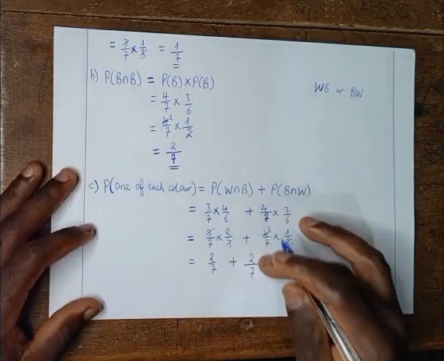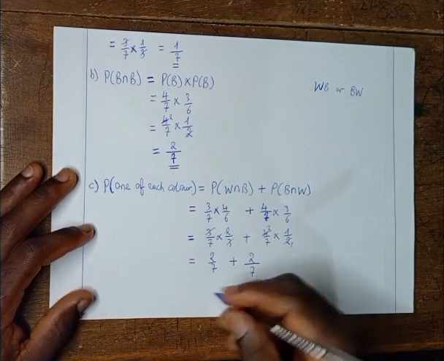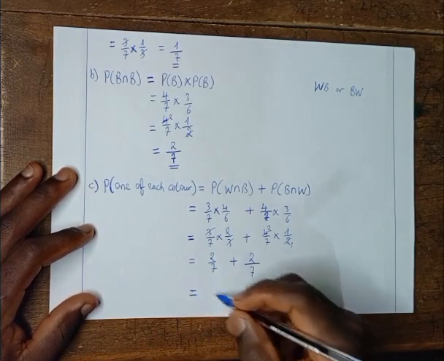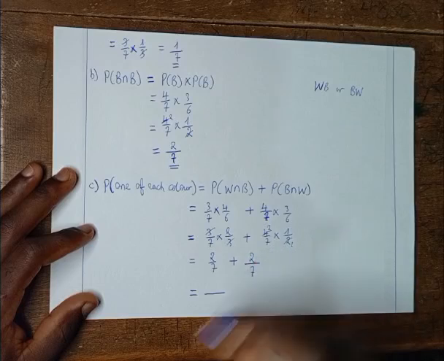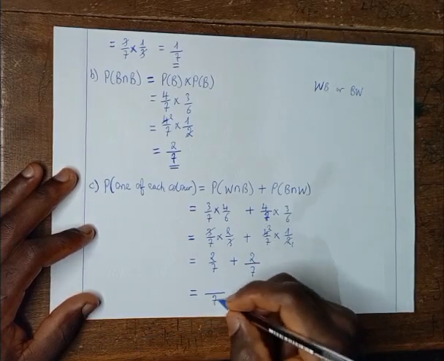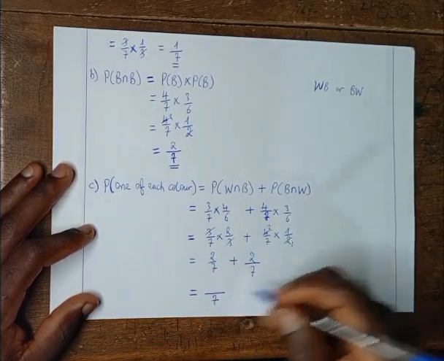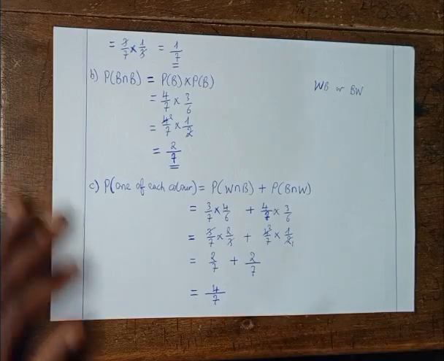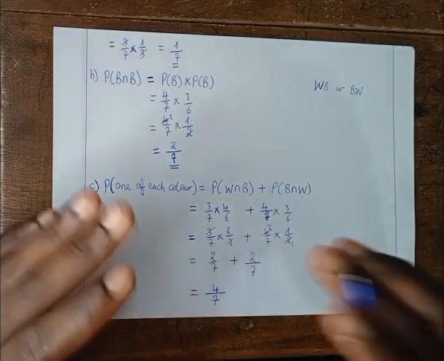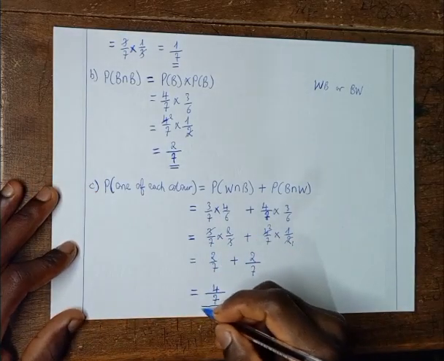So we are going to add these two fractions, 2 over 7 plus 2 over 7, which will simply be equal to, we are going to maintain the denominator because they have the same denominator. Then we add the numerator, 2 plus 2, which gives us 4. The probability will simply be 4 all over 7. We underline our answer.